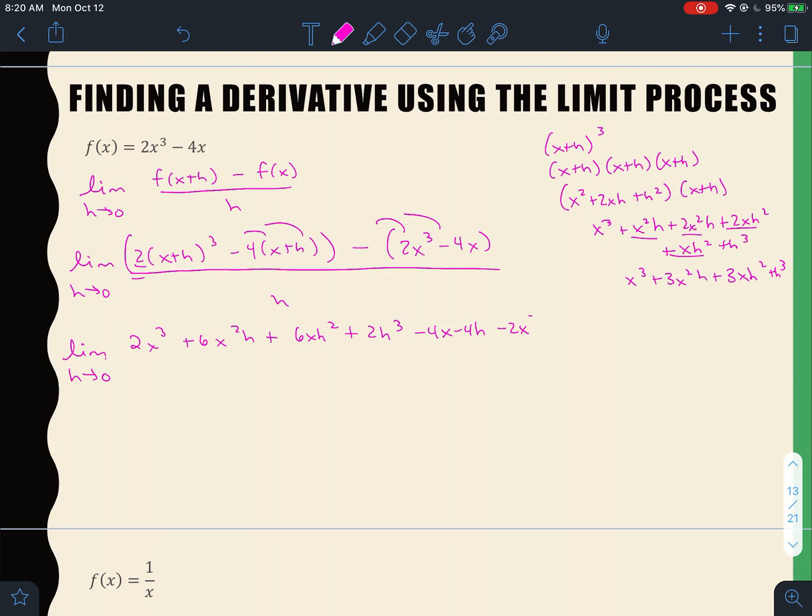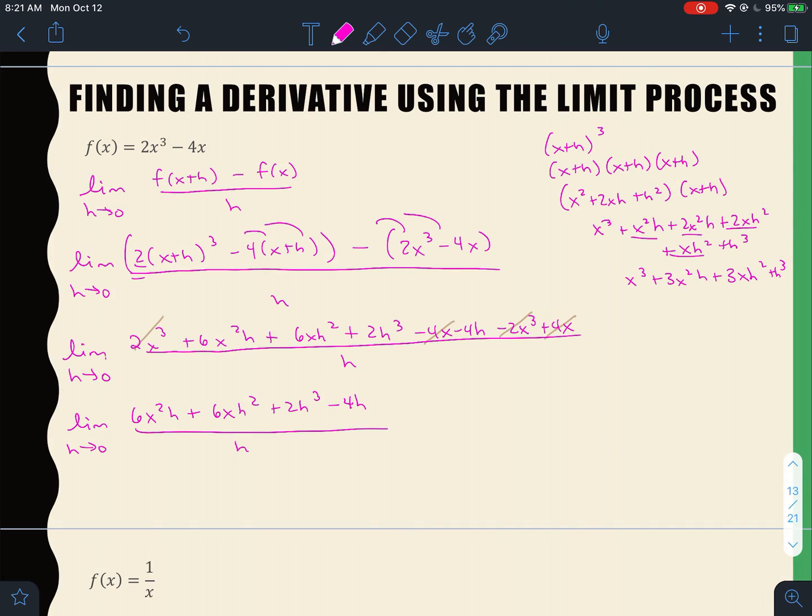Then I'm going to distribute that negative, and I get negative 2x³ plus 4x, then all over h. So my 2x³ terms will cancel, and my 4x terms will cancel. So now I have the limit as h goes to 0 of (6x²h + 6xh² + 2h³ − 4h) all over h.